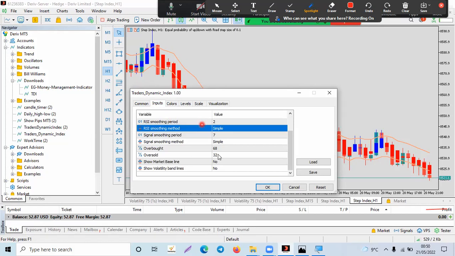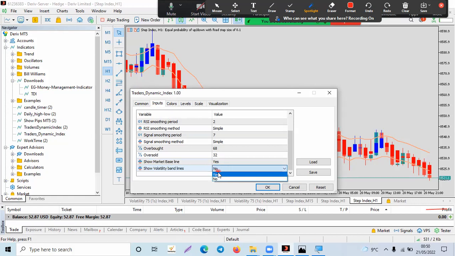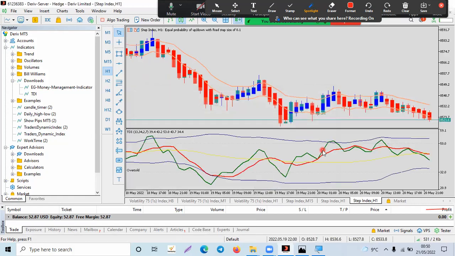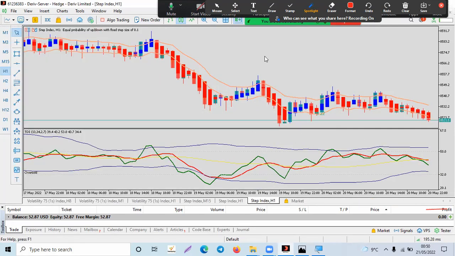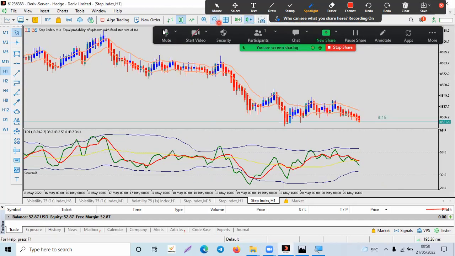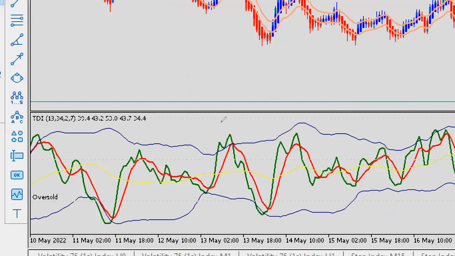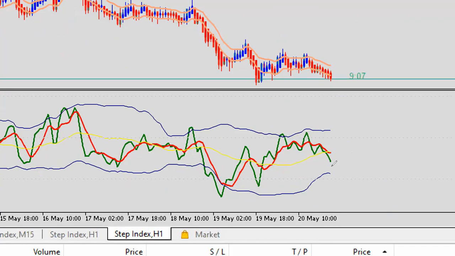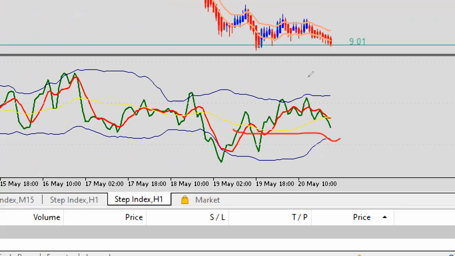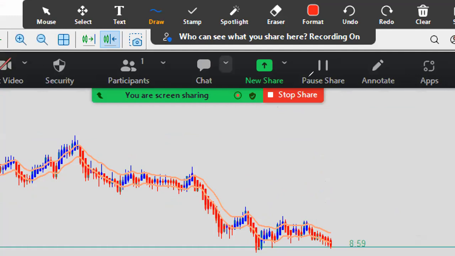Let's go to input. We show the baseline and each and every other stuff. So here is our Traders Dynamic Index. Here, our main focus, we look at the TDI. On this baseline, we want to see something like a shark fin. For example, you see that yellow line. See that it's becoming like this.